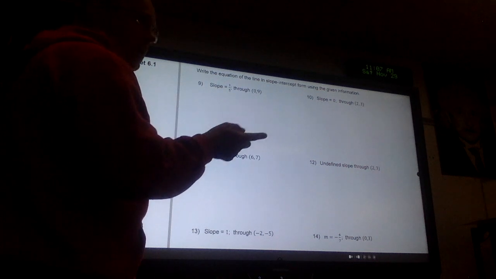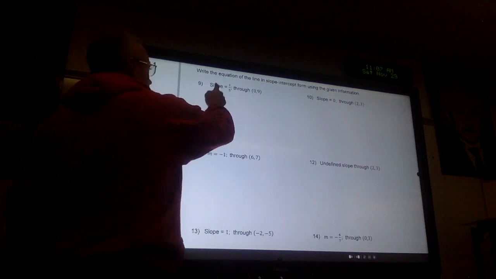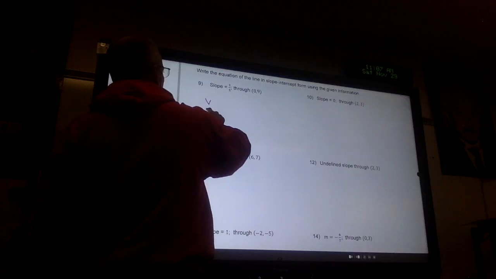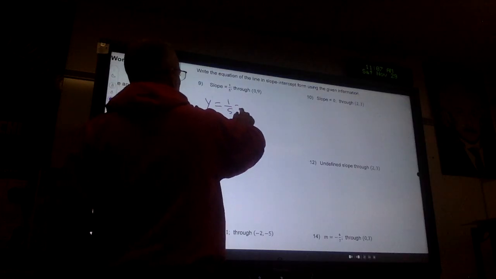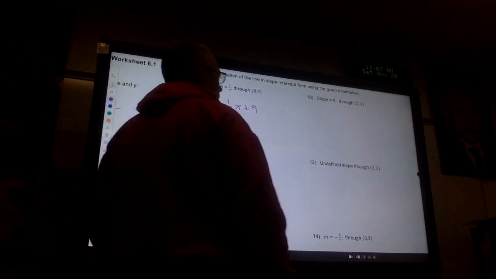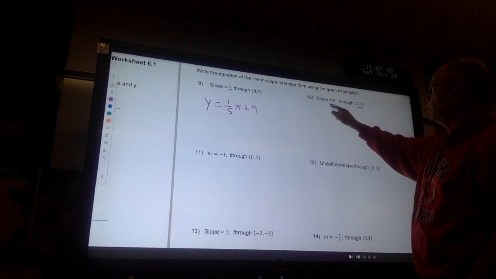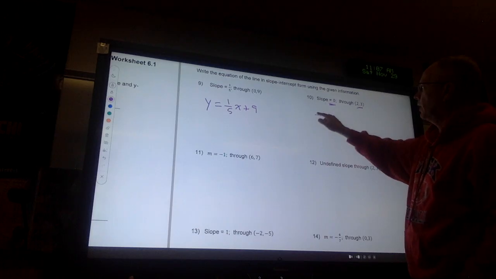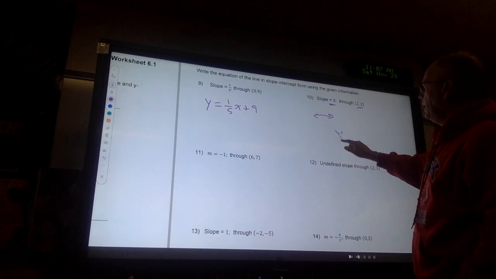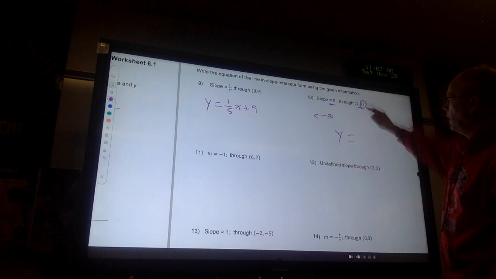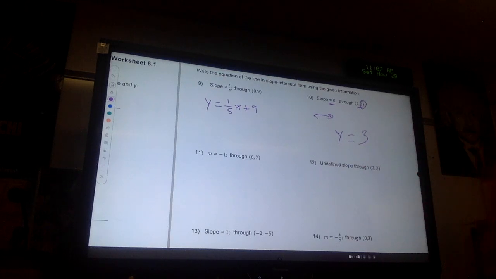Alright, on this one, the 0, 9, that's the y-intercept. I know my slope, so y equals 1/5 x plus 9. Done. This one, we don't have the y-intercept, but we have a slope of 0. Remember, a slope of 0 means a horizontal line. If it's a horizontal line, it's y equals. If it's y equals, I use that y value, so y equals 3, and that's our equation.